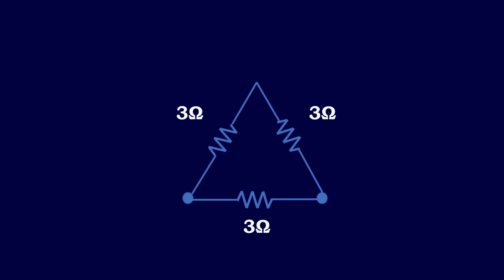Take a moment and look carefully. Between these 2 points, there are 2 possible paths. The first path is the direct bottom branch, consisting of a single resistor of 3 ohms. Now, look at the second path. This path goes through the top, which means these 2 resistors of 3 ohms each are connected in series. So along this path, the total resistance becomes 3 plus 3, which is 6 ohms.